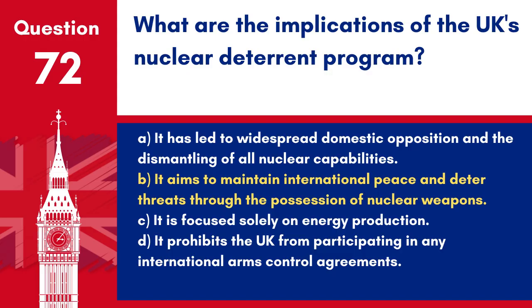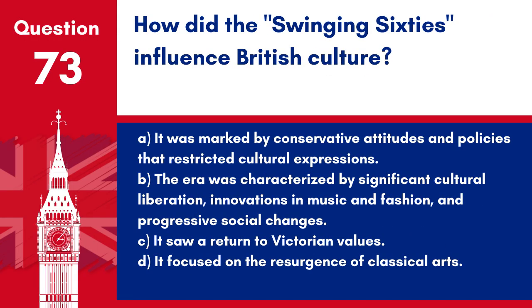Answer B. It aims to maintain international peace and deter threats through the possession of nuclear weapons. The UK's nuclear deterrent, primarily through its Trident missile system, plays a central role in its defence strategy, aiming to deter major threats and contribute to global stability. Question 73. How did the swinging 60s influence British culture?